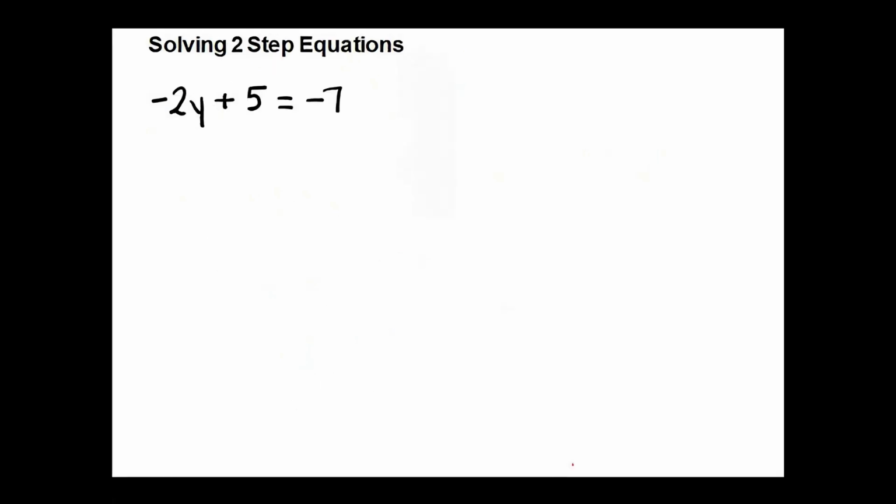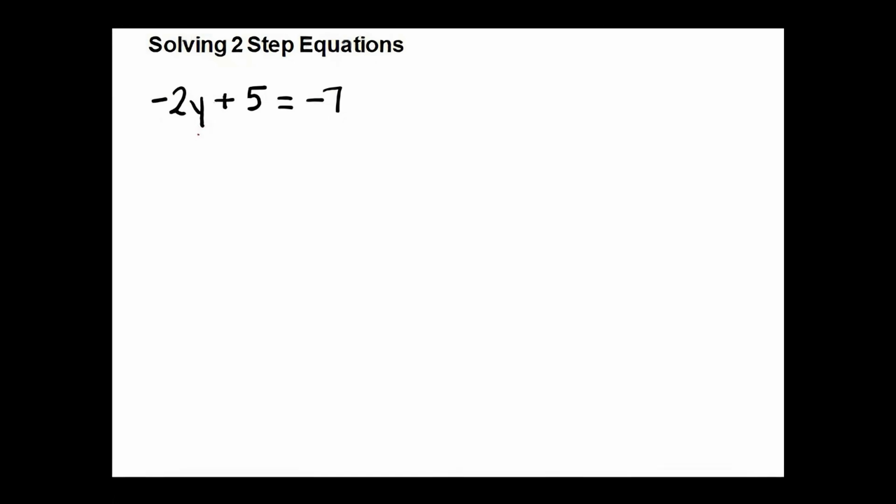Let's look at this equation. Negative 2y plus 5 equals negative 7. It is already simplified. There are no like terms on the left or no like terms on the right. So we're ready to start solving. So we should go on the side with the variable. So we need to go on the side with the y.